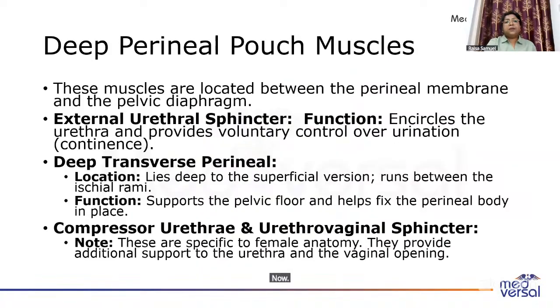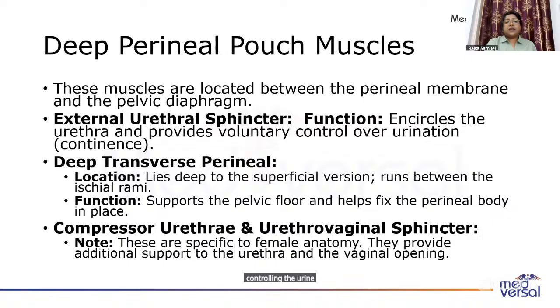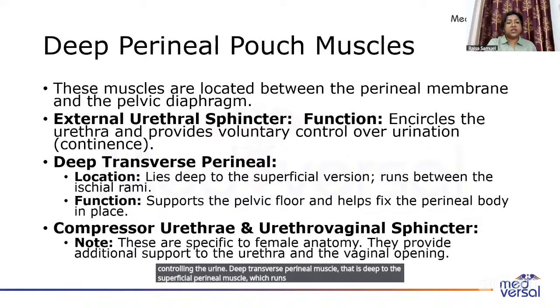Now going on to the deep perineal pouch muscles. These muscles are located between the perineal membrane and the pelvic diaphragm. So again, different muscles are there. External urethral sphincter encircles the urethra and provides voluntary control over urination, so very important in controlling the urine. Deep transverse perineal muscle is deep to the superficial perineal muscle and runs between the ischial rami, the same course but deeper to the superficial one. What does it do? It supports the pelvic floor and helps fix the perineal body in place.